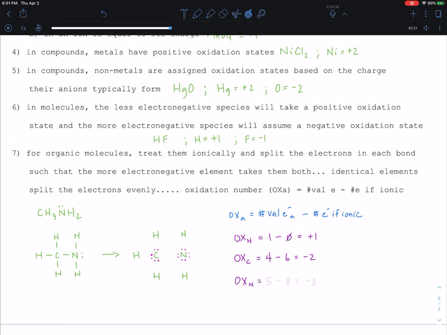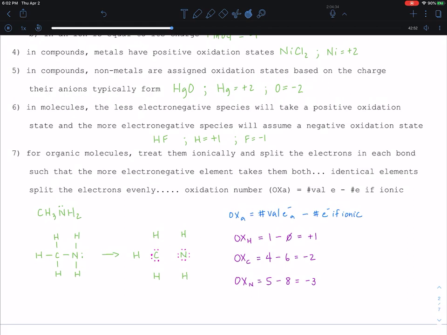What about the nitrogen? Nitrogen has five valence electrons. And in the structure we've drawn, our pretend ionic structure, that thing has 8 pink dots around it. So it's got 8 electrons around it if it was ionic. So we're going to subtract 8, and we're going to get a -3. The oxidation state of the nitrogen in methylamine is -3.